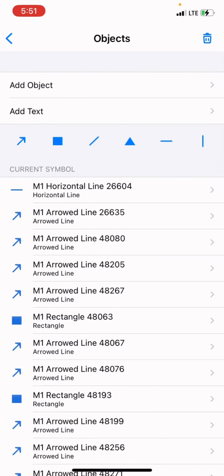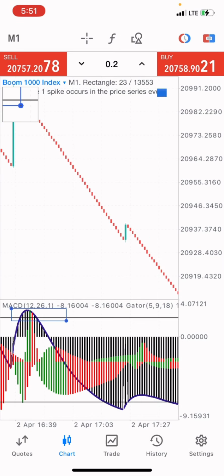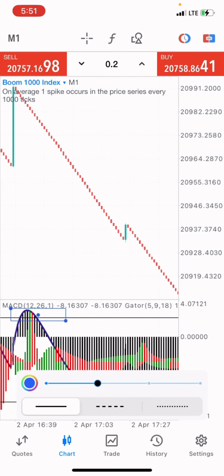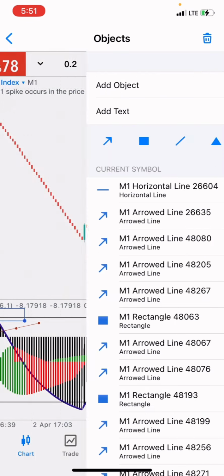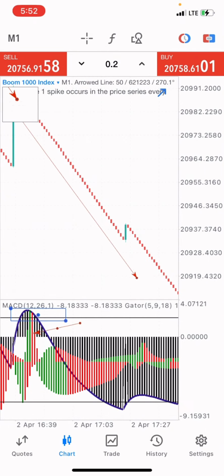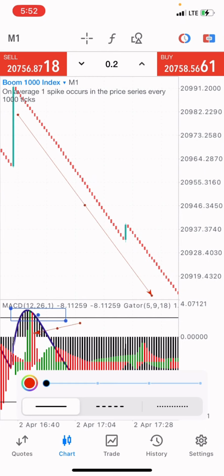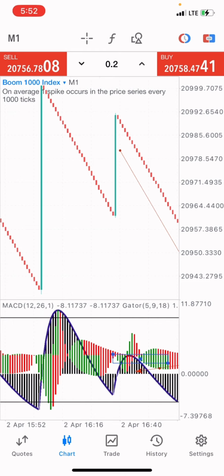This is another one. MACD crossing at the level 85 of the stochastic oscillator, and then the complete red line of our gator indicator. This is it. And then what happened next is a massive sell. So you can just try this out. Make sure you are familiar with it.